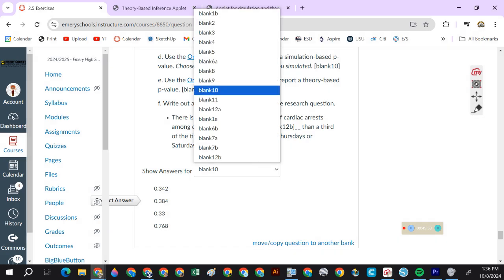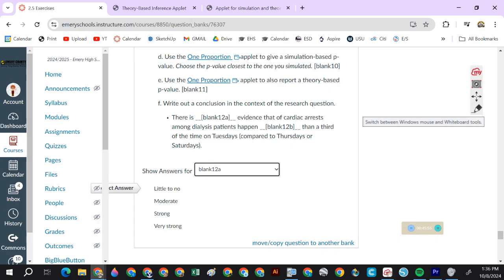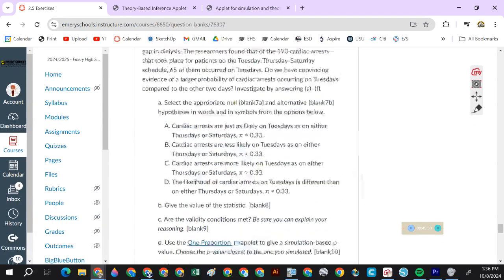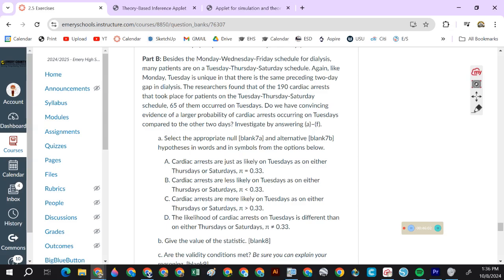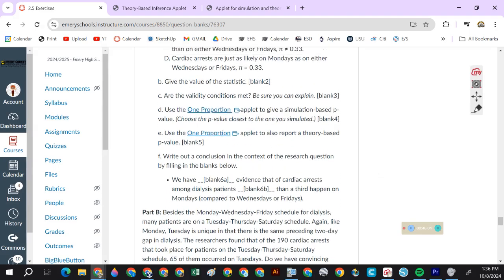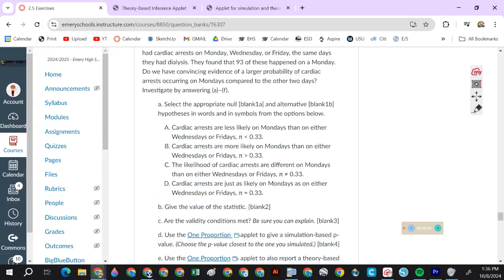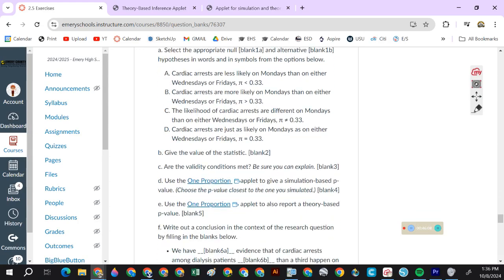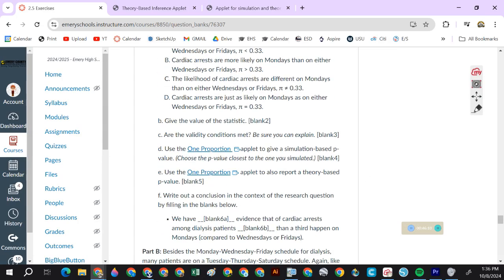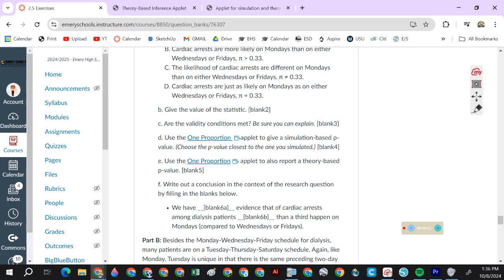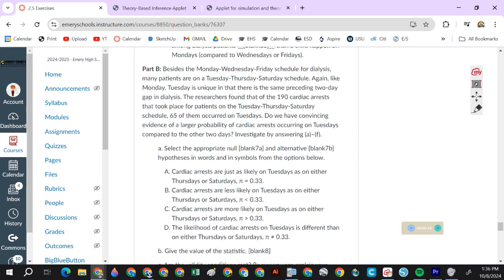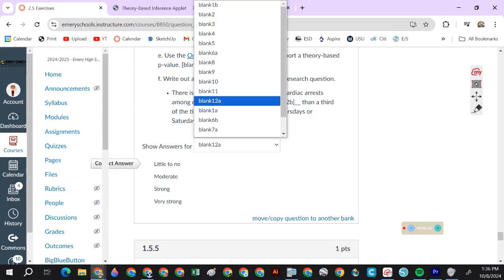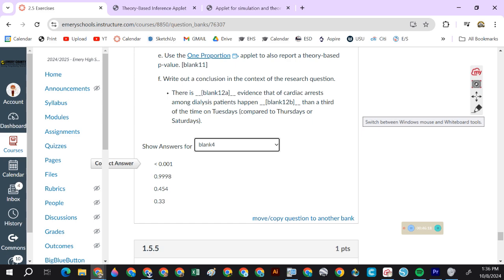Okay, so 12A. Okay, something's fishy. Oh, I'm on the wrong one. All right. There we go. So, 4, I just scrolled down too far. That makes sense. So 4 is less than 0.001. 5 is 0.0001.